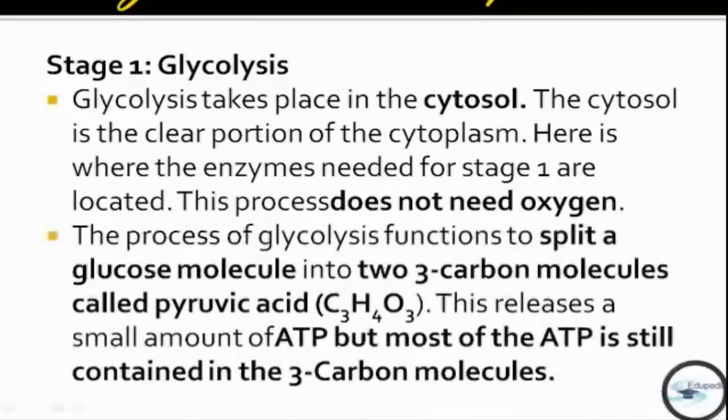The process of glycolysis functions to split a glucose molecule into two 3-carbon molecules called pyruvic acid. This releases a small amount of ATP, but most of the ATP is still contained in the 3-carbon molecules.